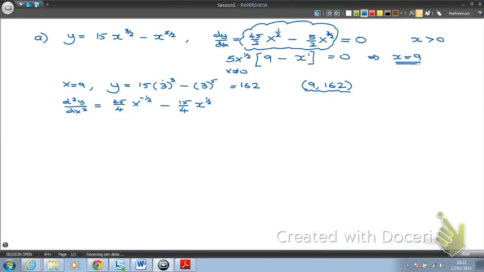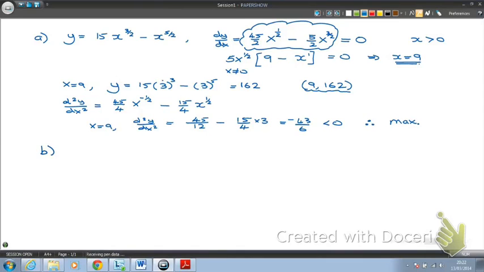And we need to substitute x is 9 to find the second derivative, so d²y/dx² is equal to 45/4 times root 9, which is 3, so 4 times 3 is 12, and then minus 15/4 times by root 9, which is 3. So we've got 45/12 minus 45/4, which is minus 45/6, which is less than 0. So hence we've got a maximum point.